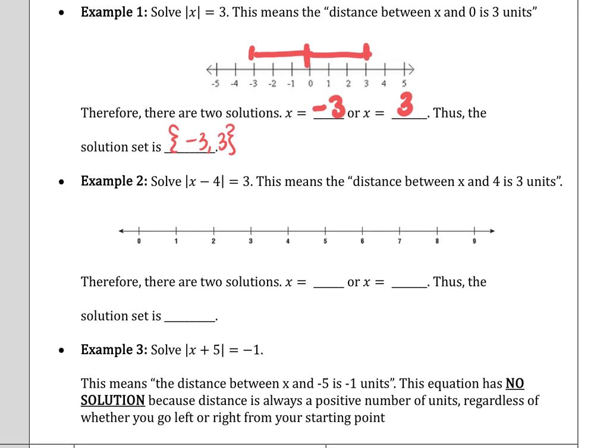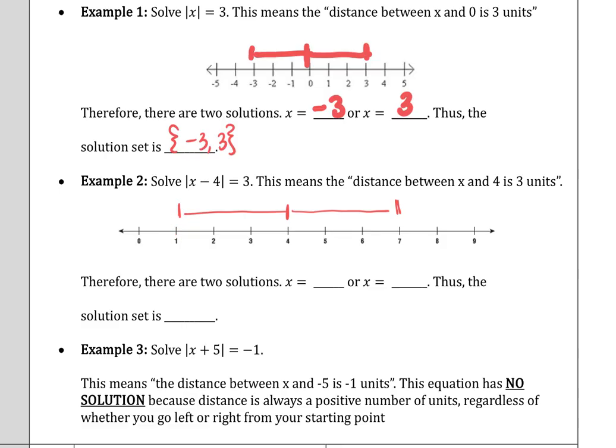So if our reference point is 4, 3 units away from that would be 1 on the left, and then 3 units away from that on the right is 7. So those are going to be our two values that we could plug in for this x that would still make this absolute value equation true. If I plug in 1, 1 minus 4 is negative 3, and the absolute value of negative 3 is 3. And if I plug in 7, 7 minus 4 is 3, and the absolute value of 3 is 3. So that is how we get two different solutions for x.